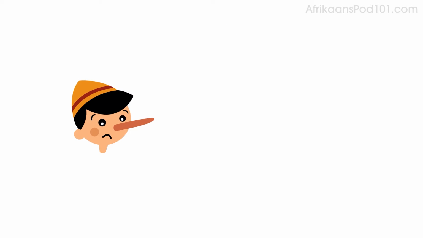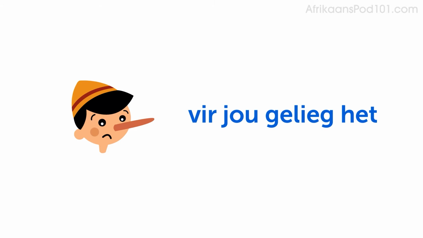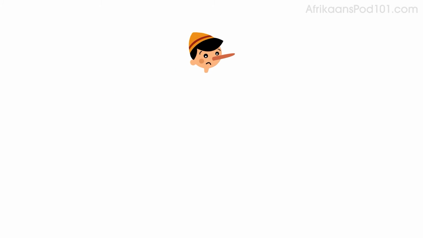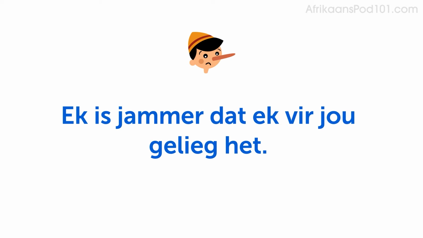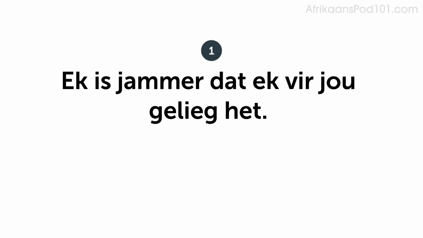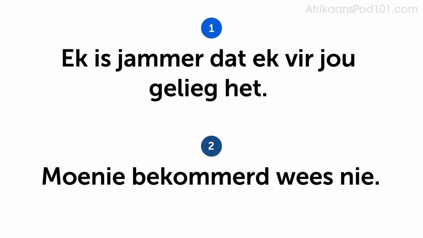Imagine you want to apologize because you told a lie to someone. Do you remember how to say lying to you? Vir jou gelieg het. Say, I'm sorry for lying to you. Ek is jammer dat ek vir jou gelieg het. Now say you're sorry for lying and respond to it. Ek is jammer dat ek vir jou gelieg het. Moenie bekommerd wees nie.